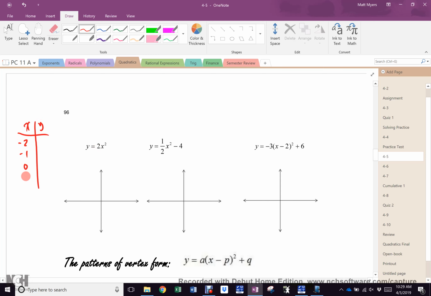A table of values. -2, -1, 0, 1, 2. What is -2 squared? 4. And then what am I doing? Multiplying by 2. So what is it? 8. What's -1 squared? Times 2. 2. What's 0 squared? Times 2. 0. What's 1 squared? We already know this is going to be 2 and 8, don't we?